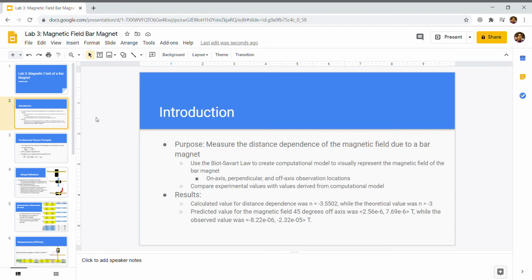As you can see, the result here was that the calculated value for distance dependence was n equals negative 3.5502, while the theoretical value used was n equals negative 3, as given from the edX video. We also have listed our predicted value for the magnetic field 45 degrees off axis, and then our observed value for the magnetic field 45 degrees off axis.